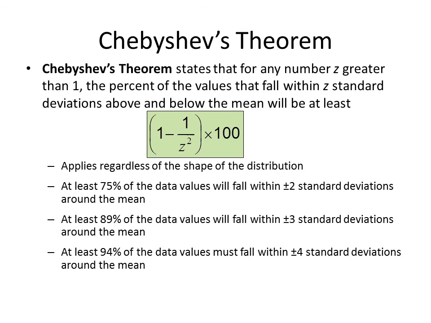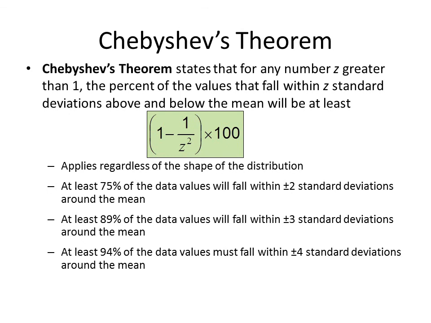Chebyshev's theorem applies to distributions that are not normally distributed. They are either left skewed or right skewed distributions. And according to this theorem, regardless of the shape, meaning it could be normal or not normal, skewed left or right, 75% of the data values would be within 2 standard deviations, 89% within 3 standard deviations, and 94% within 4 standard deviations. That concludes the second half of chapter 3.